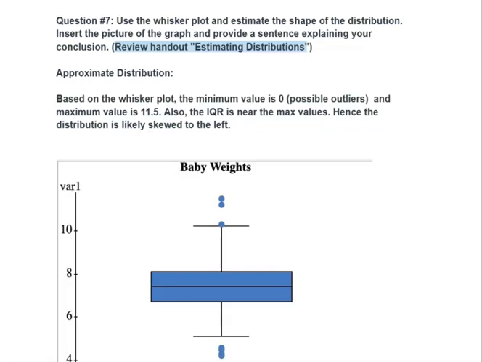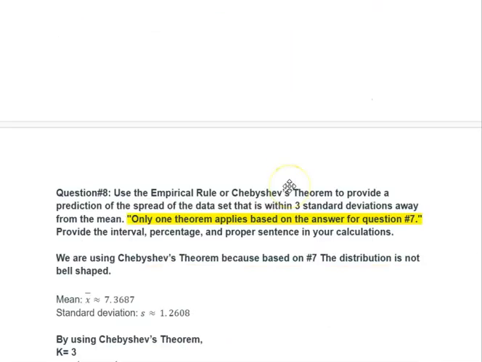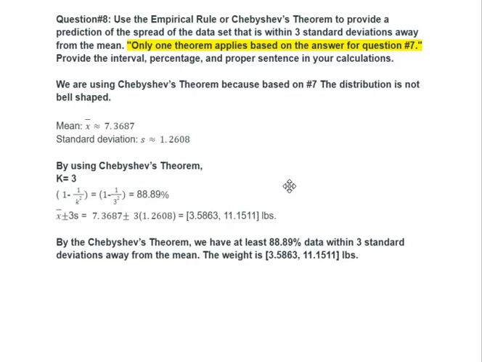Question 7 asks us to use a whisker plot to estimate the shape of distribution. Here you can see our whisker plot graph from StatCrunch. On our data sample of baby weights, based on the graph, the minimum value is 0 pounds, which is the possible outlier in our data, and the maximum value of 11.5 pounds. As the IQR is near the maximum value, the distribution is likely skewed to the left. Here you could see our graph, and we're moving on to question 8.